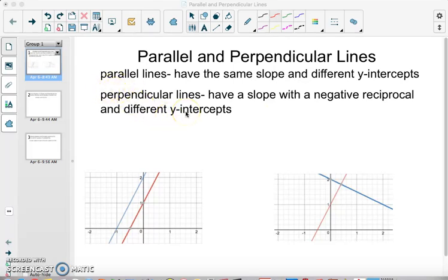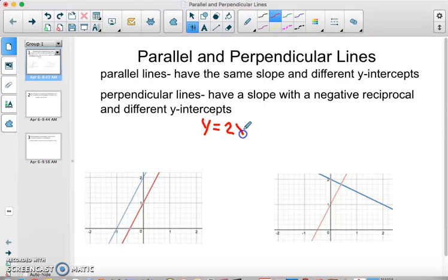Hi everyone, today we're going to be learning about parallel and perpendicular lines. First, let's take a look at the two graphs. In both graphs, the red line is represented by the equation y equals 2x plus 1.